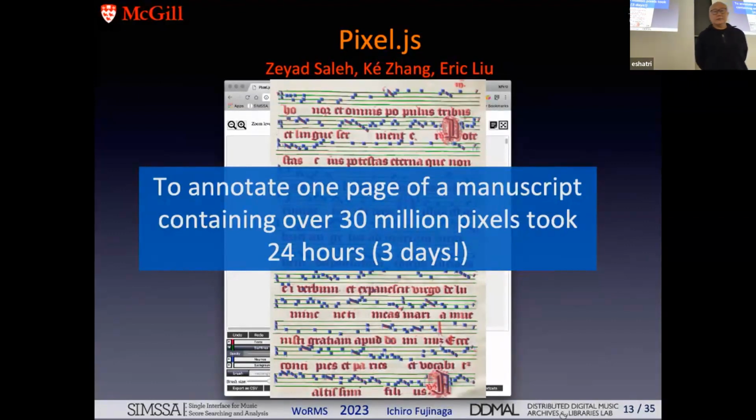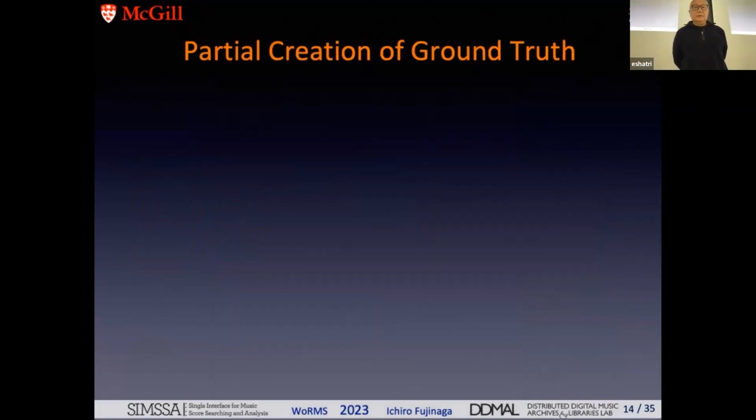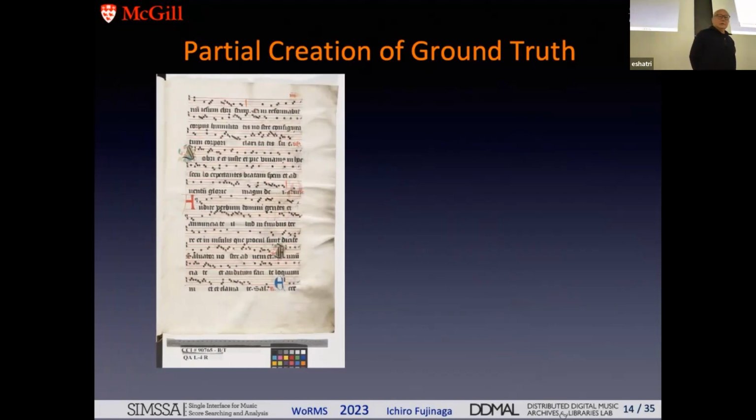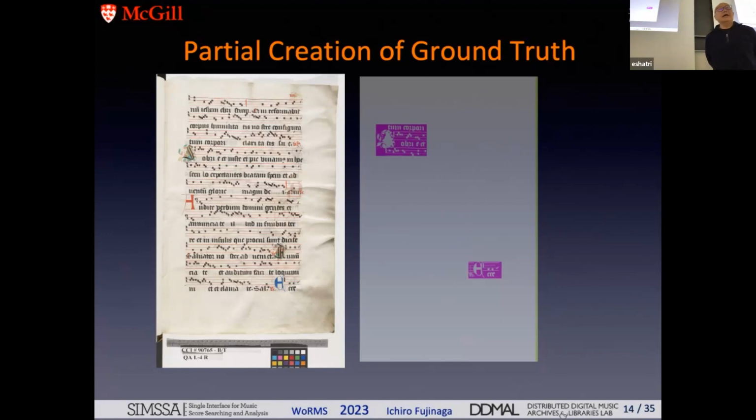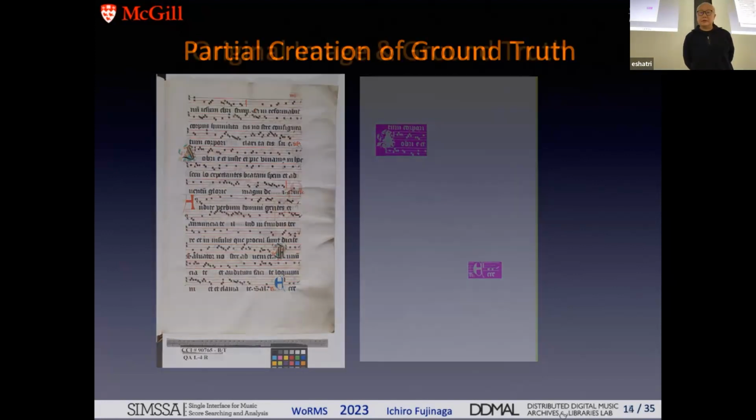And we did that for a few pages, but we knew this wasn't going to scale. So we decided to do what's called a partial creation of ground truth. So we don't do the whole page. We just do parts of it and then train it, then have it classify, see how well it does. And where it failed, we annotate again. So it's sort of incremental training.